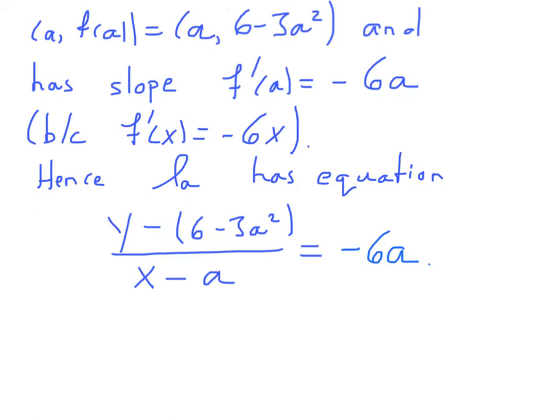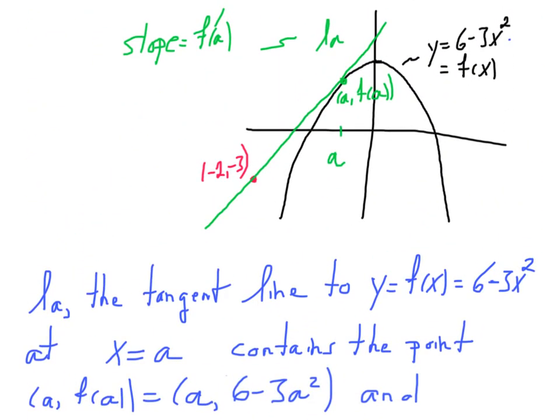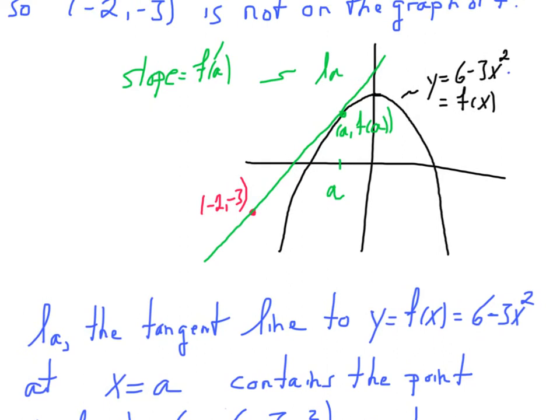Okay, so now what are we trying to do? We're trying to find all such tangent lines, L sub a, such that the point (-2, -3) lies on this line. All right, let's go up. Remember, we're trying to find all tangent lines L sub a such that the point (-2, -3) lies on this line.